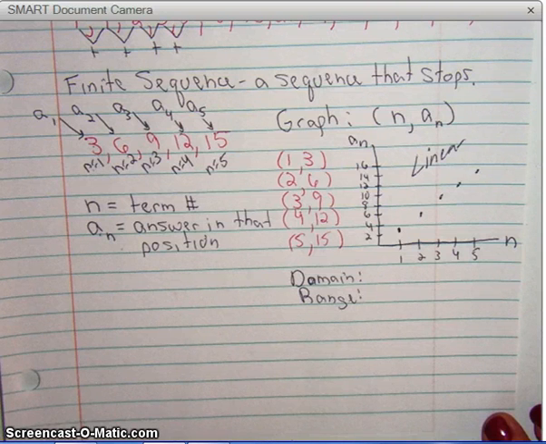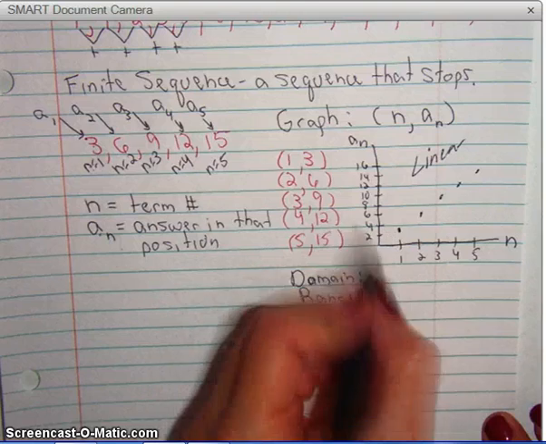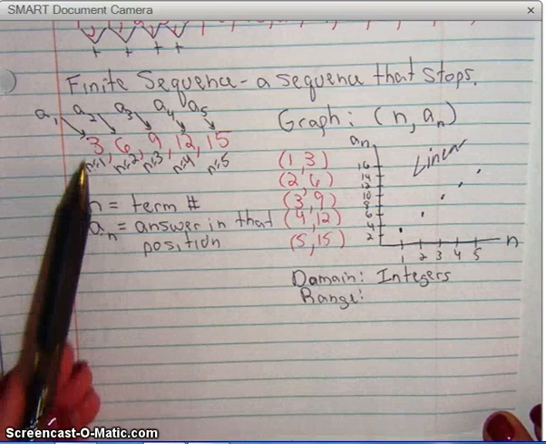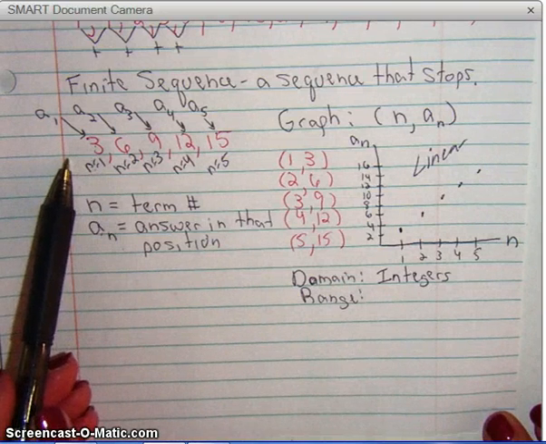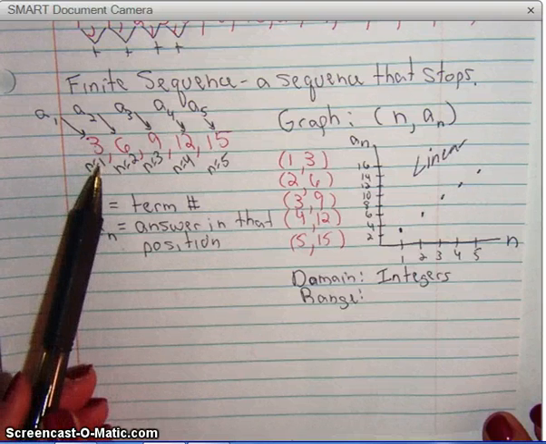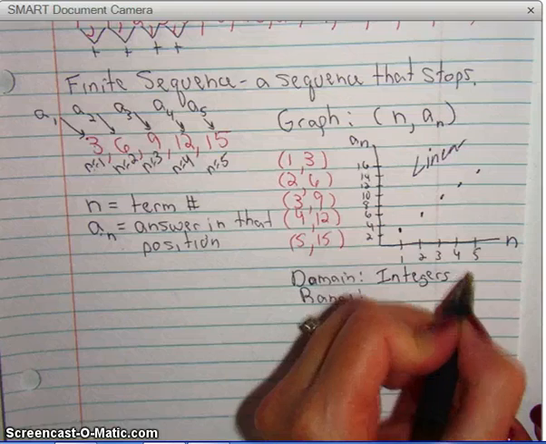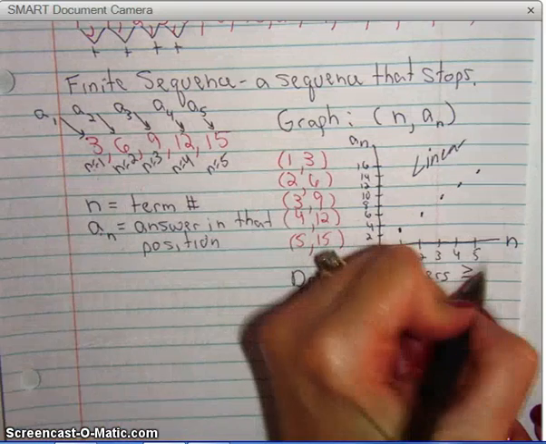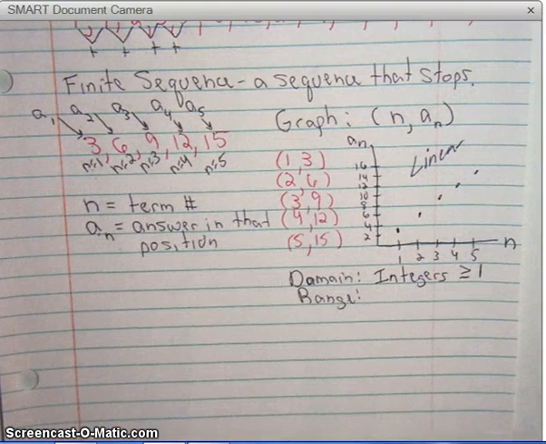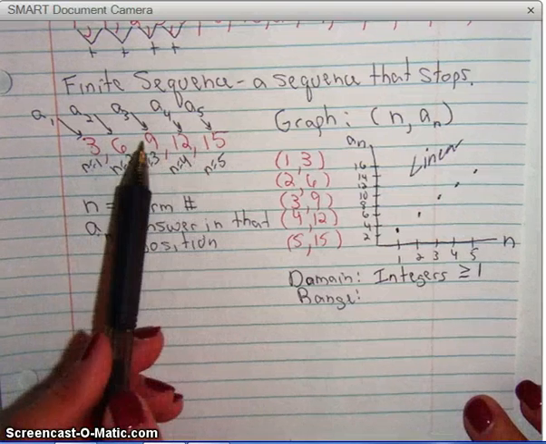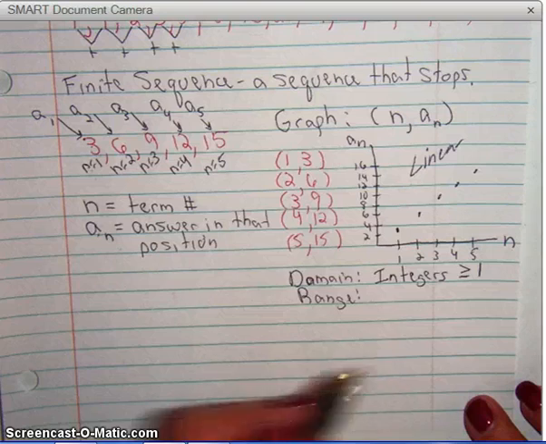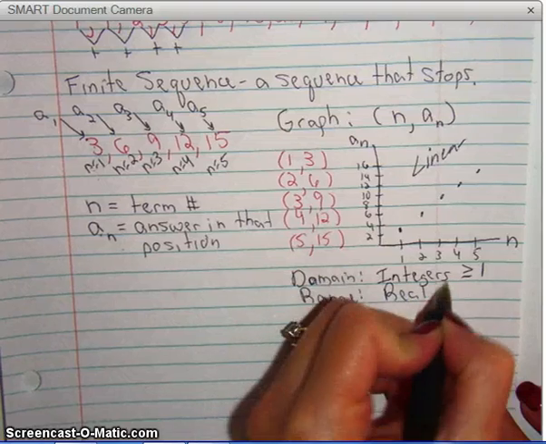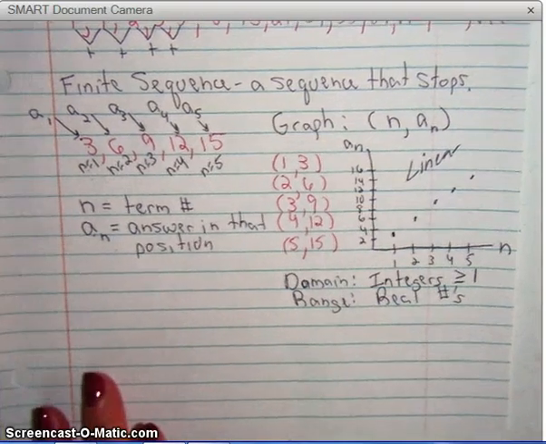Real numbers are fractions and decimals. Integers, okay? So integers. And you think you could have the negative first term? So no. Okay, so integers greater than or equal to, what's the first term number? Term number 1. Good. Integers greater than or equal to 1. The answers in these positions can be fractions and decimals. So what did you guys call that? Real numbers, yeah. Okay.